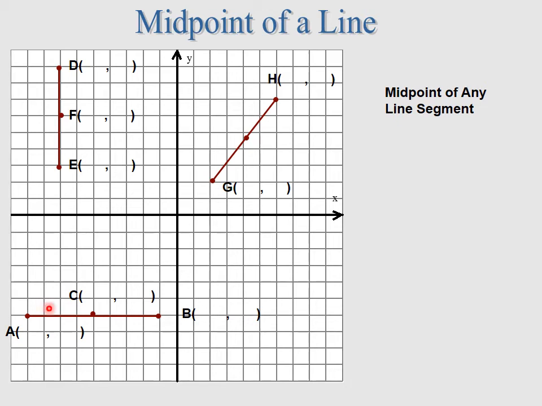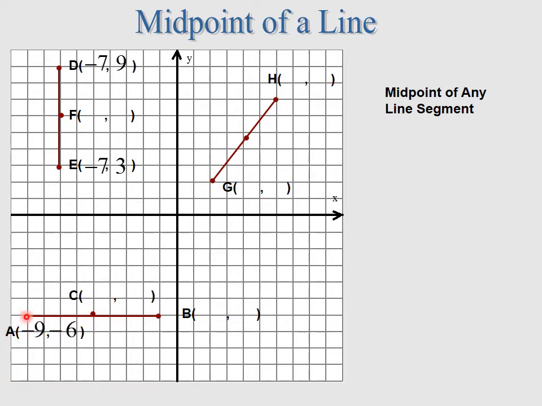Today we're going to look at the midpoint of a line. Let's start by labeling some of the endpoints of our lines. We have vertical, horizontal, and a diagonal line. Point D is negative 7, 9, and point E is negative 7, 3. So we have these two labeled.